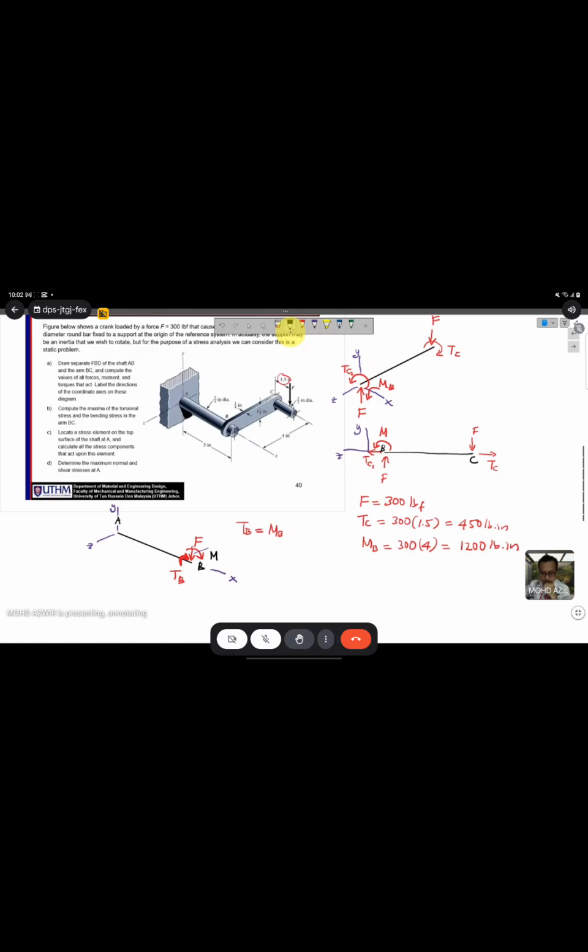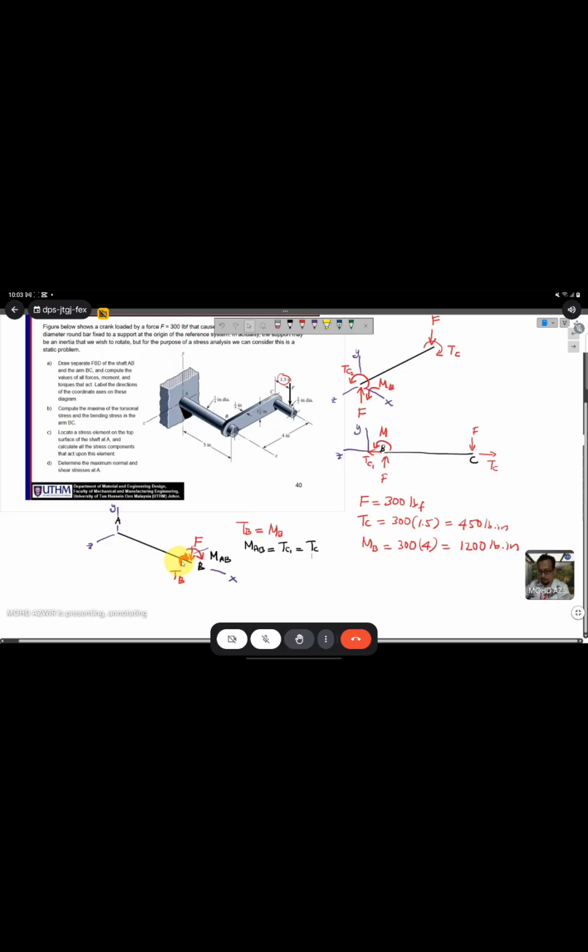Maybe just put MRB for MAB. Okay, MAB. So the MAB is actually the value of TC1 here, TC1 or maybe TC. Okay, the same value for TC. So we have already transferred all the forces acting at B from arm AB to rod AB.